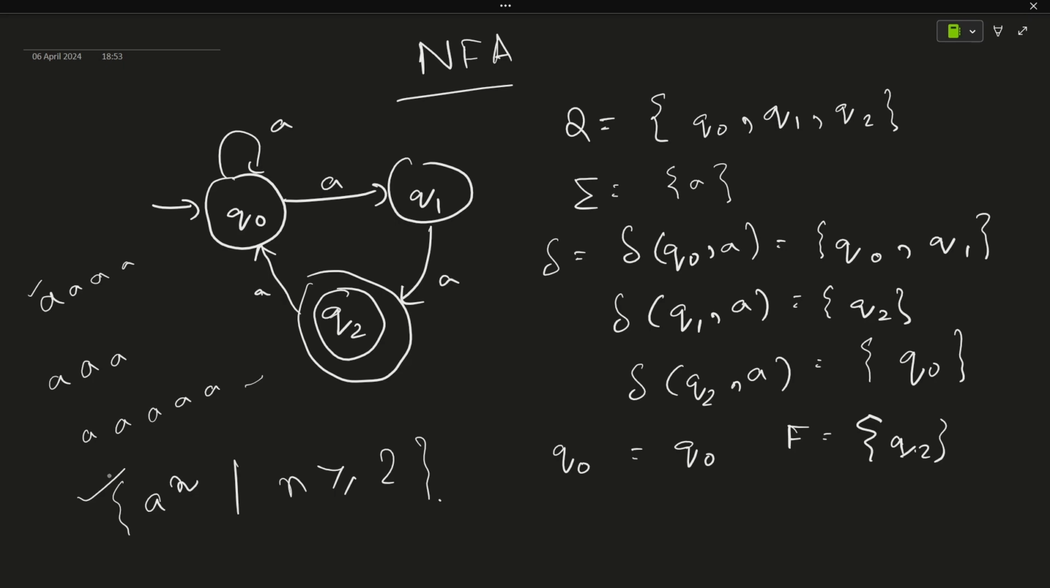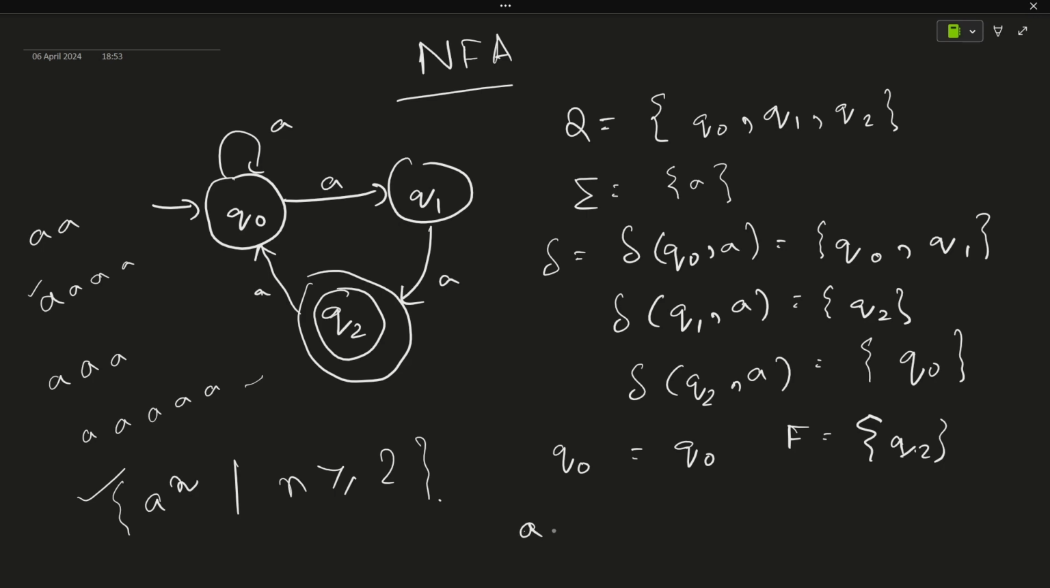What do you mean by the language? If every string is accepted, then the language is accepted by the NFA. See, A, then A. This is one path, and this is another path. For a single string there can be two paths. For example, you see an example.